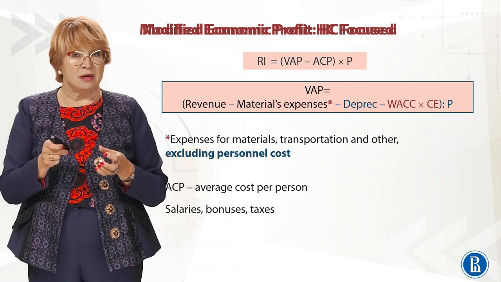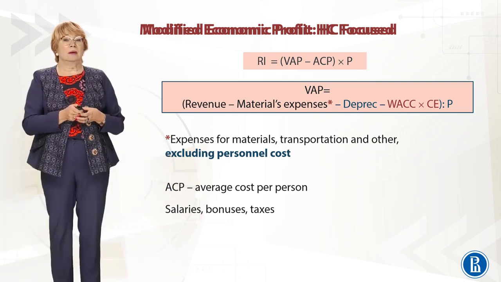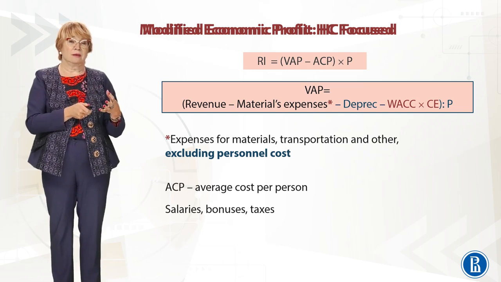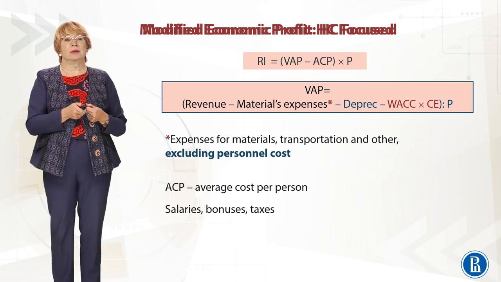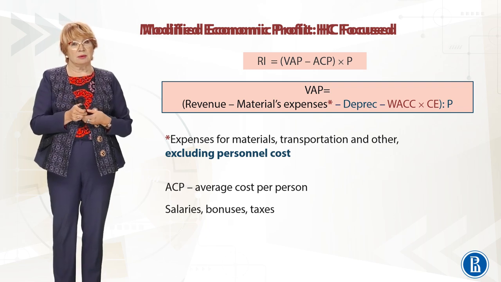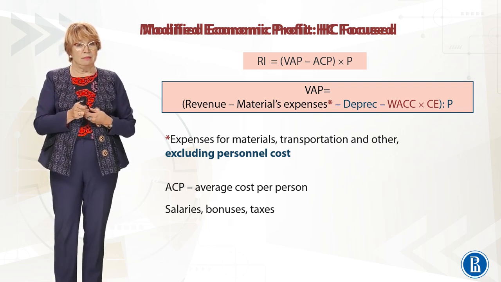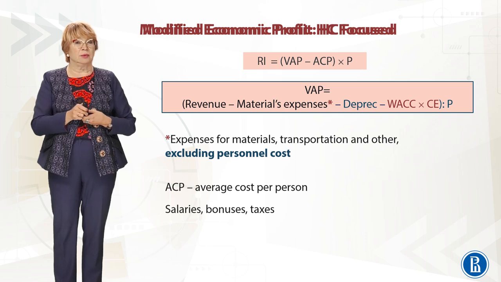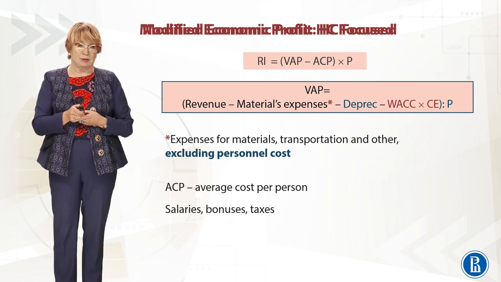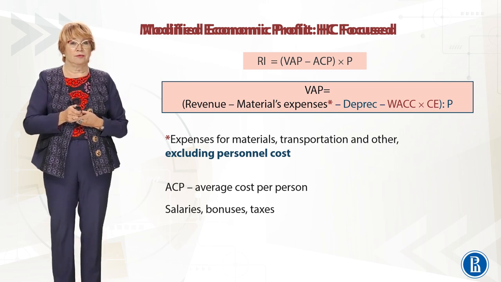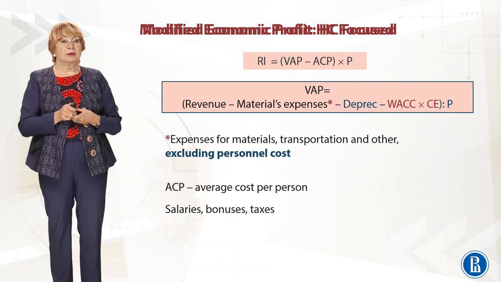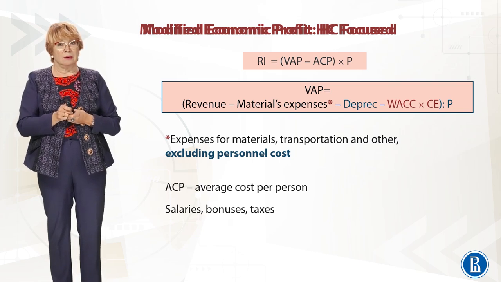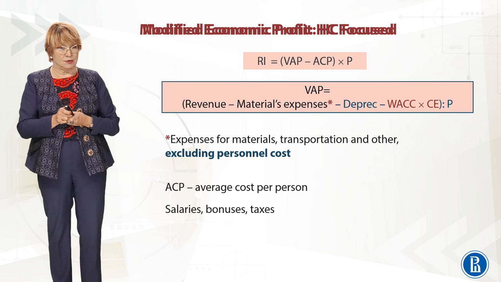And then we will get here the economic profit because we are comparing again the profit adjusted without personnel costs with the capital charge, which represents the minimum level of the profit that must be generated for that particular level of risk implied in the weighted average cost of capital by that particular capital employed. And then if we divide it by the number of people that the company employs, we will get the value added per person.